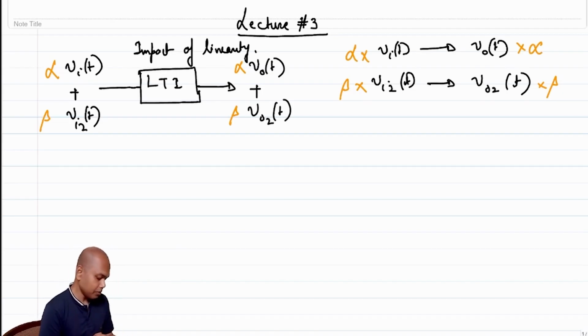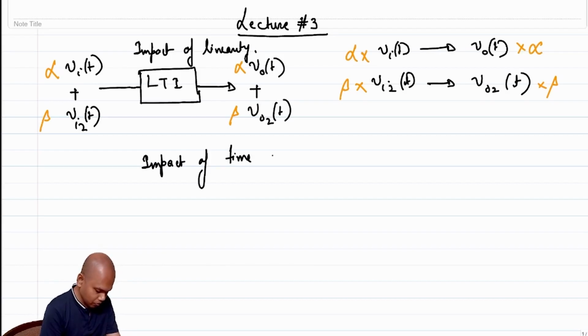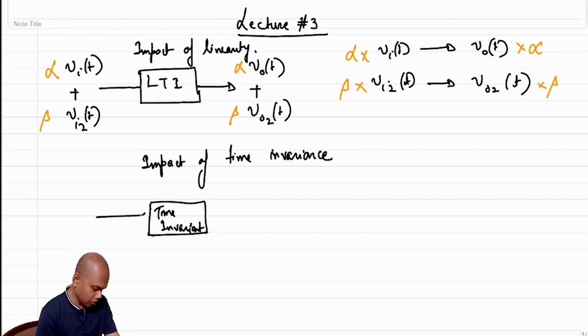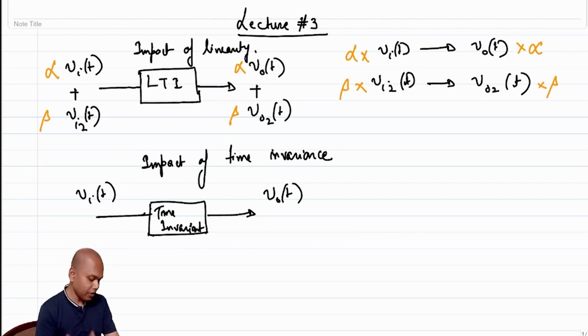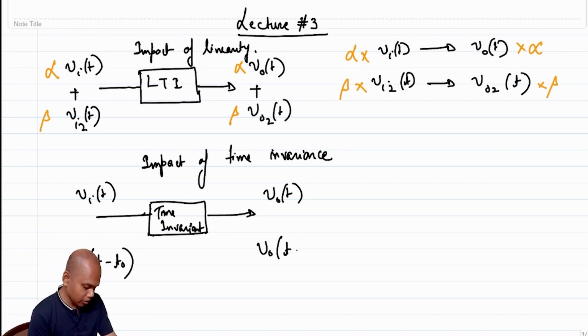And what is meant by time invariance? What is the impact of time invariance? So in time invariance, what we are essentially saying is, let's say this is time invariant. So the input, let's say, is again some Vi(t), and the output is, let's say, Vo(t). Time invariance is essentially saying that if the input is shifted in time by a certain fixed interval, let's say the input is Vi(t - t0), then the output will also be shifted by the same time interval. So the output will also be Vo(t - t0), right?